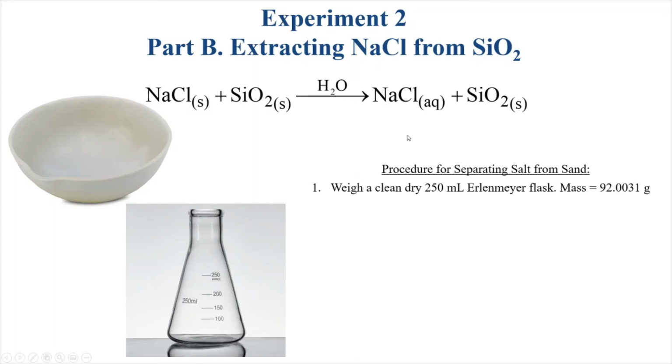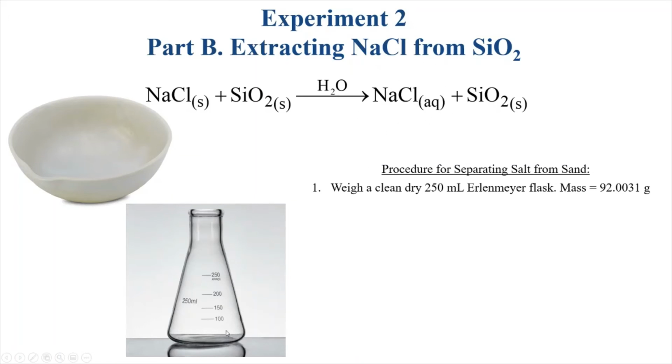So now we're going to do a process called extracting, where we're going to take the NaCl and dissolve it into an aqueous phase, or a water phase, and separate that from the sand. To do this, we're going to have two different containers. The evaporating dish is going to be our container for the sand, and a 250 milliliter Erlenmeyer flask is going to be our container for the sodium chloride solution that we're going to make.